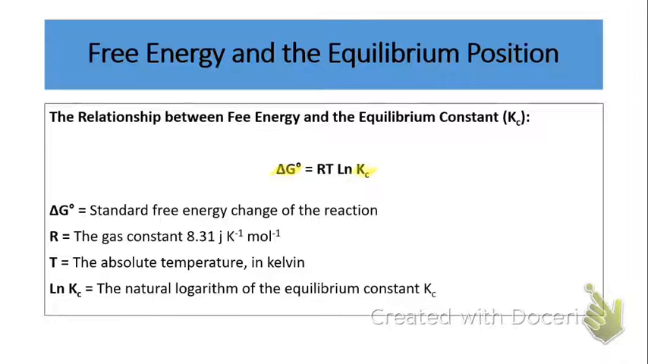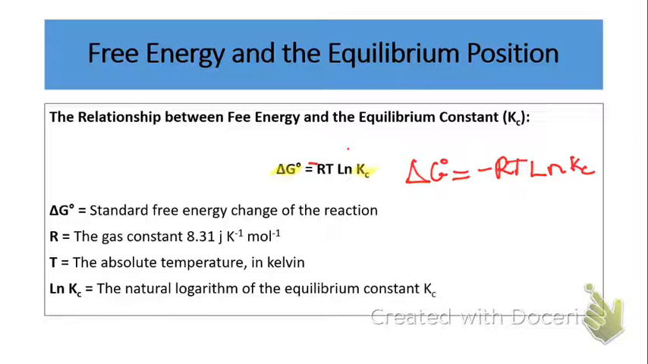Now, I need to modify something with this equation. We need to actually add a negative sign in front of our T. So the equation should be delta G naught, standard conditions, is equal to negative RT times the natural log of the equilibrium constant Kc. All right, so I forgot to insert the negative, so just do that.